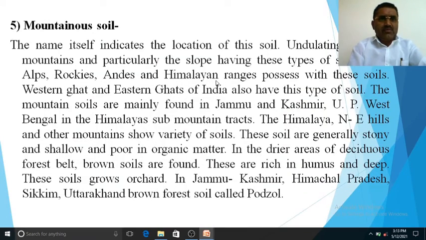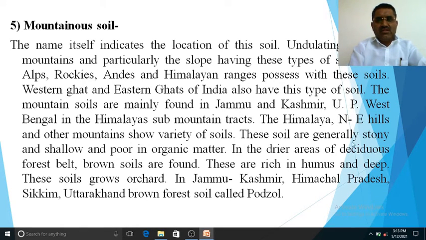Mountaineer soil. The name itself indicates the location of this soil: undulating parts of mountains, particularly the slopes. Examples: Alps, Rockies, Andes. This is worldwide, but in India the Himalayan ranges, Western Ghats and Eastern Ghats also have this type of soil. Mountain soils are mainly found in Jammu and Kashmir, Uttar Pradesh, West Bengal, in the Himalayan sub-mountain tracts. The Himalaya, Northeast hills and other mountains show a variety of soils.